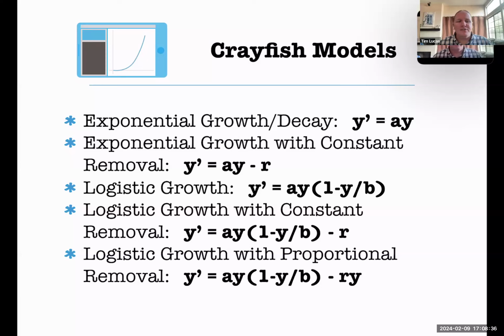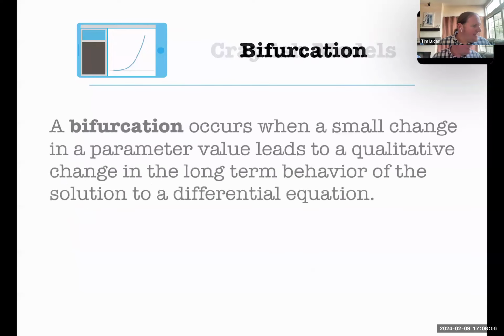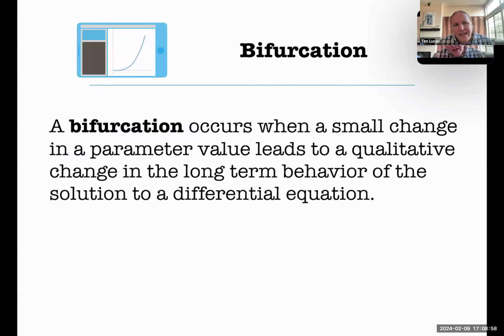So suppose you've trapped a bunch of crayfish, and the crayfish population is quite low, then you won't be able to trap that constant amount. Instead, maybe you'll be able to trap a percentage of the population. These have some nice features that I like to look at. And while I'm talking, I'm going to talk about a theme of bifurcations that pop up with the crayfish models. Bifurcations occur when there's a small change in a parameter value that leads to a qualitative change in the long-term behavior of the solution of a differential equation.